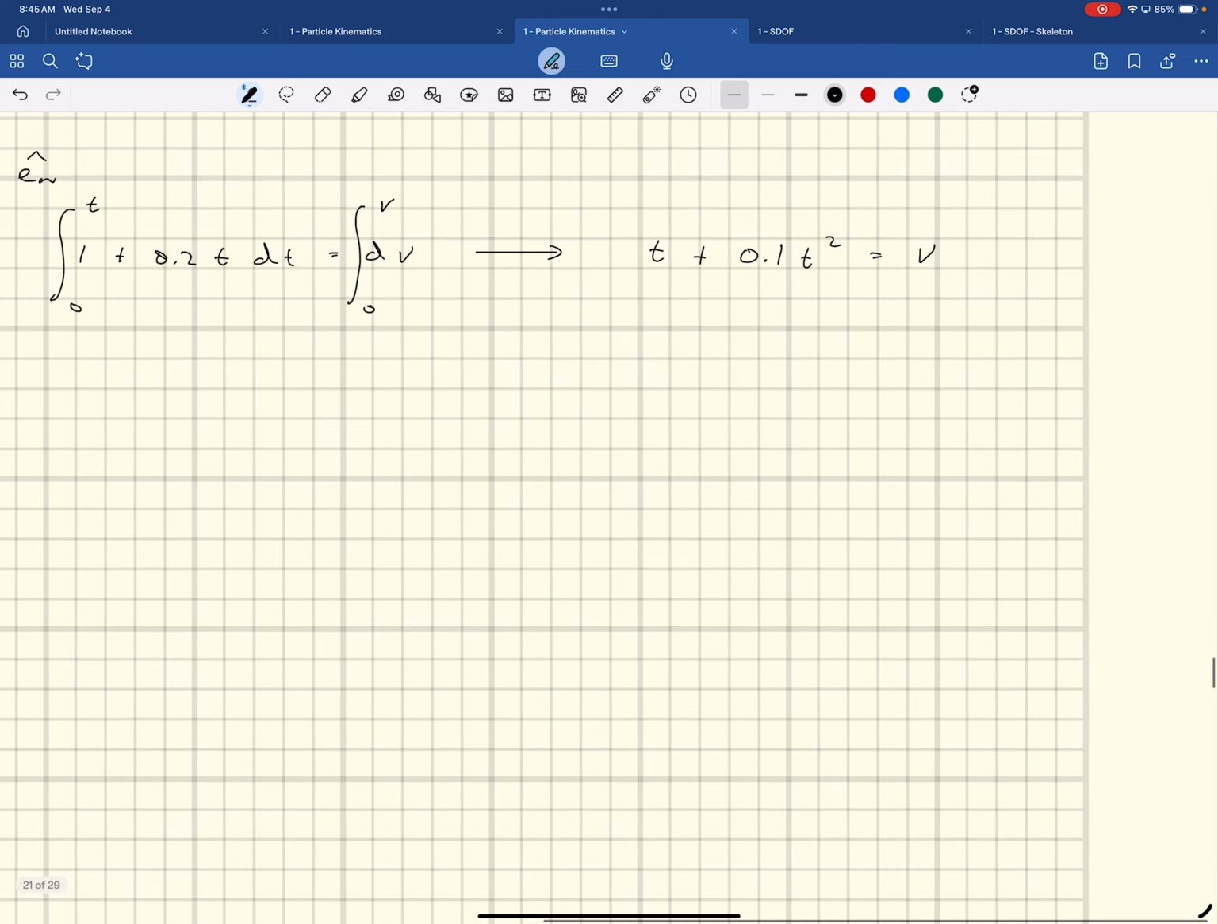Like we say, you integrate it. I have velocity on one side and t on the other side. So that's velocity as a function of time. What you get out of that is velocity as a function of time. Okay? So then this velocity as a function of time is equal to ds/dt.